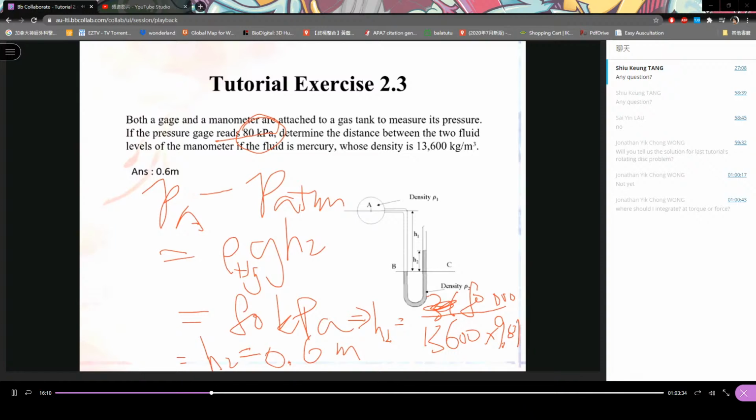Okay, so now this is the first example of how we use the hydrostatic equation to calculate something with a manometer. Now the question can be asked in many different ways. For example, you can be given h2 and then calculate back the pressure inside the gas tank. Also, the right hand side rim can be connected to another tank having a different pressure, and you are required to calculate the pressure differential between the two tanks with a given h2. We have plenty of exercises like this in this tutorial, so I leave those to your home exercise.